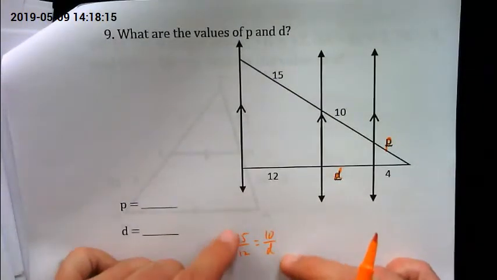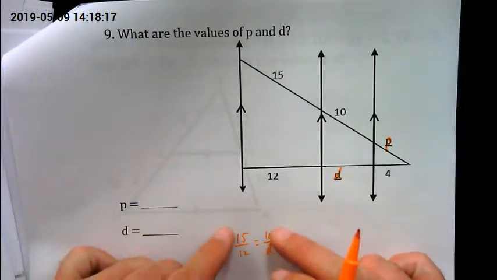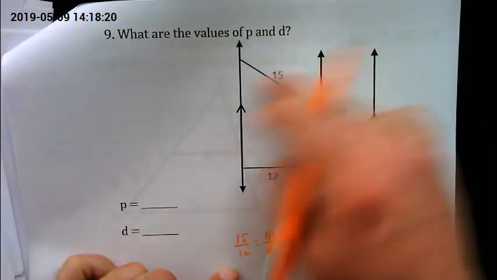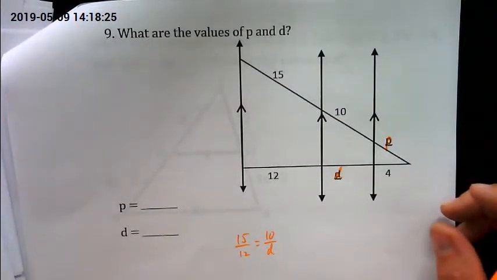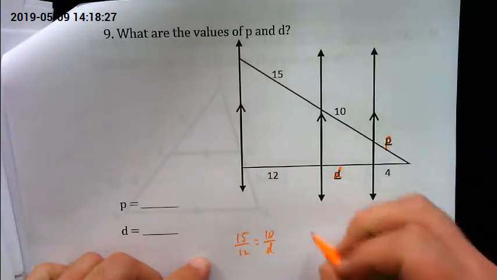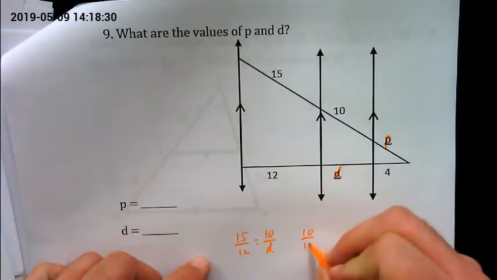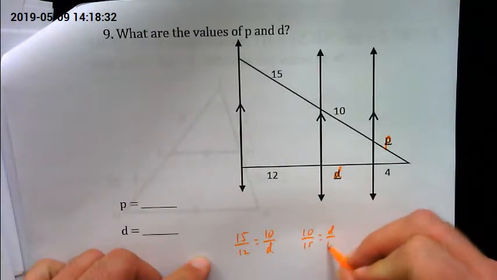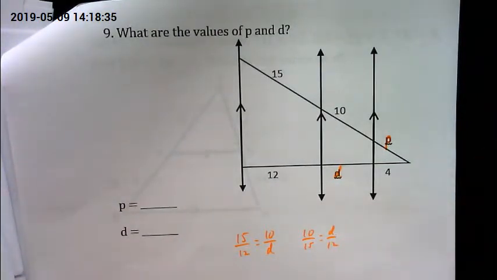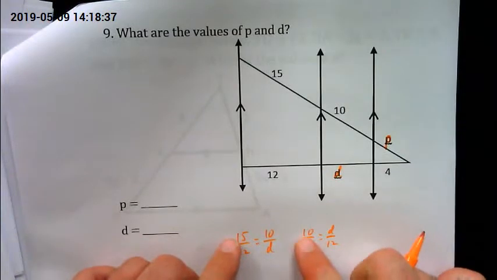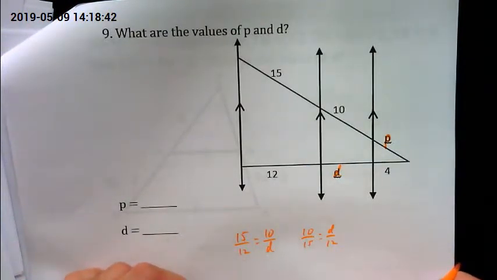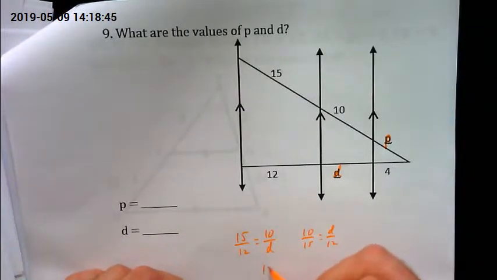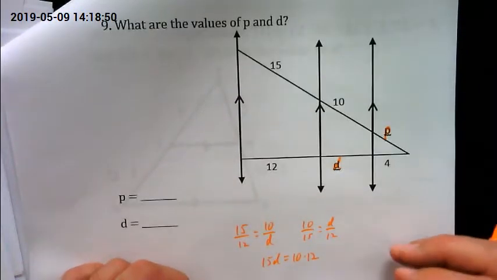So, again, this is the correct way to set up the proportion using these four numbers. Any proportion we write, there are four different ways that you could set it up. As another example, 10 over 15 could equal D over 12. Both of these are correct ways of setting it up, because when we cross multiply, we're multiplying the same numbers with each other. So 15D equals 10 times 12.